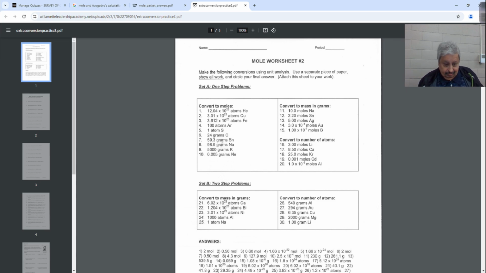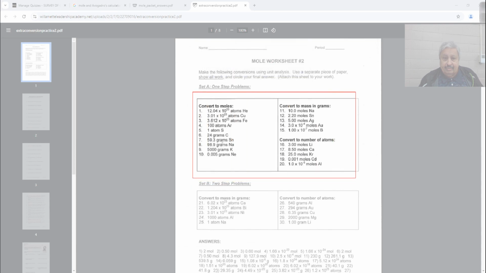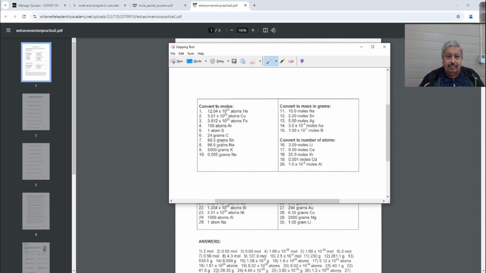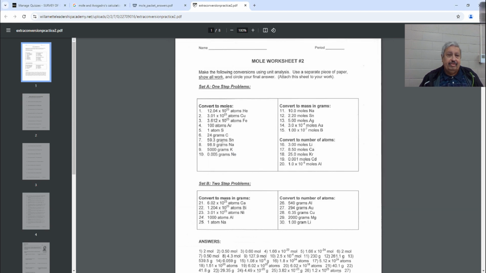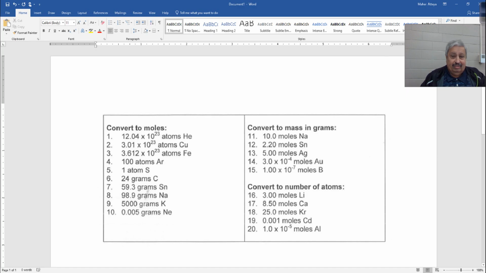Let me take the snipping tool here. Let's take convert moles. Okay, so here it is. We'll do those here. Copy them. Again, there are too many out there, so you can just search, but I don't have time to get the detailed search, but at least for our purposes it will work. And I have this one here.